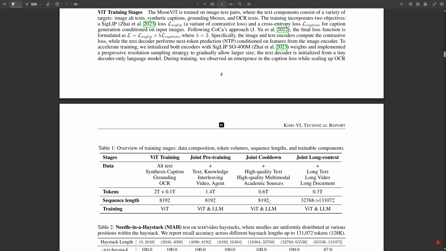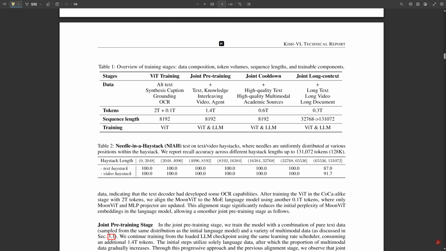Exactly. And then there's the long-cot supervised fine-tuning, which led to the development of Kimi-VL thinking. This is where they incorporated chain of thought learning. What's the significance of that? Yeah, what is chain of thought learning?